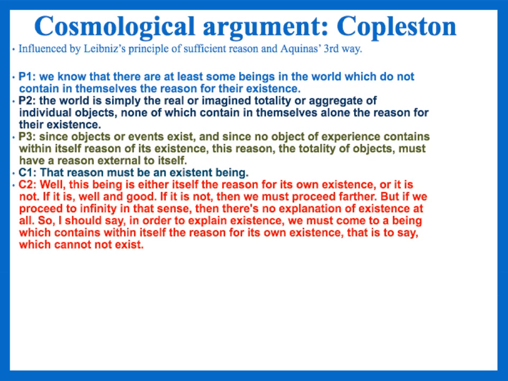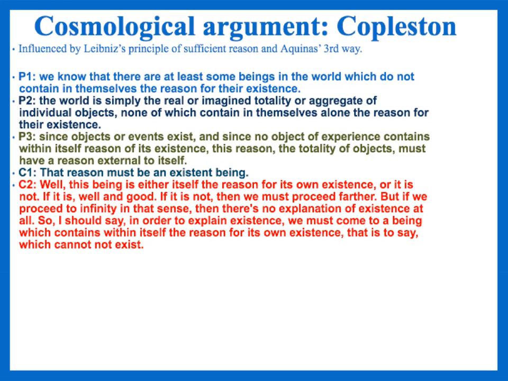So Copleston's argument, we can see, is really influenced by this idea of sufficient reason and Aquinas' third way, which was based on contingency. So he says, we know that there are at least some beings in the world which do not contain in themselves the reason for their existence. So, for example, us, a cat, a table, anything. When we look around us, they can't explain the reason why they exist and the way they are.